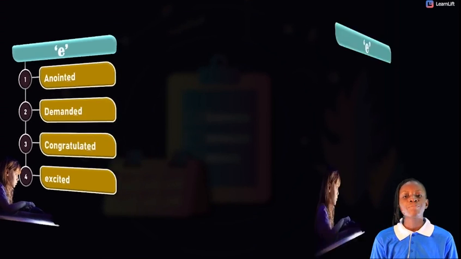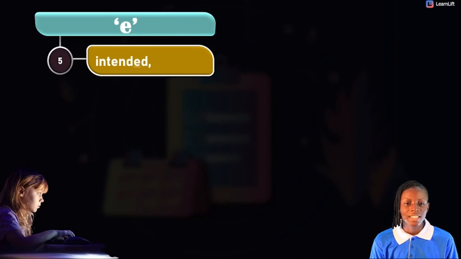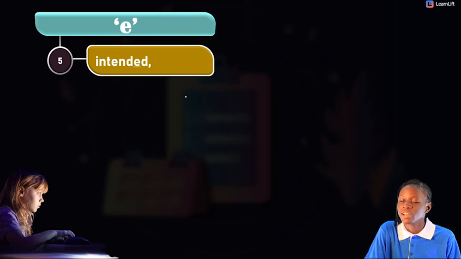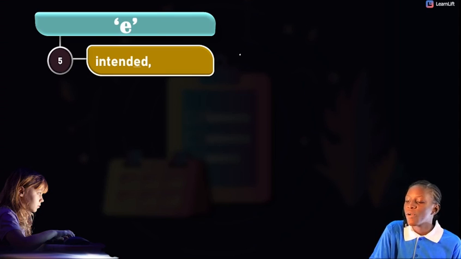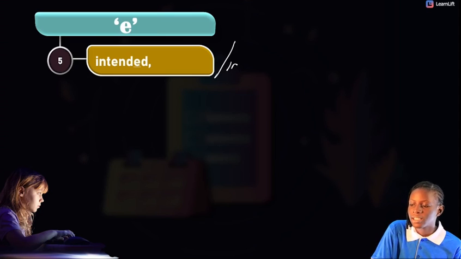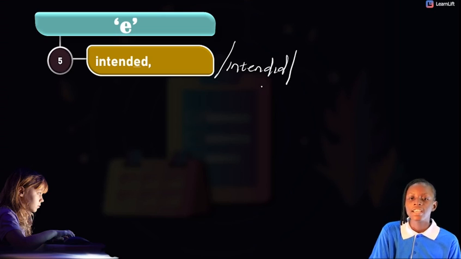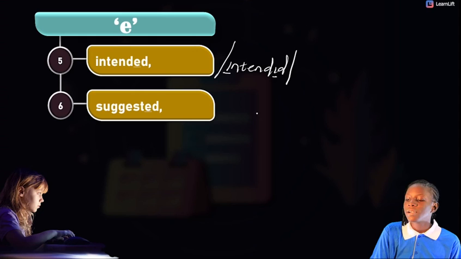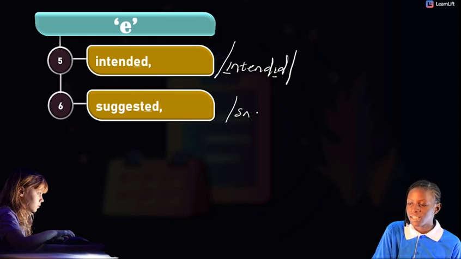Next up quickly, we have intended. Now my intended is transcribed as this, just as it is pronounced. Intended has a double E sound. Next up we have suggested. Now my suggested is transcribed as this.